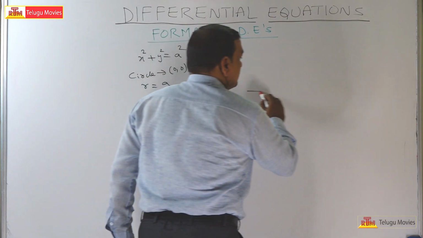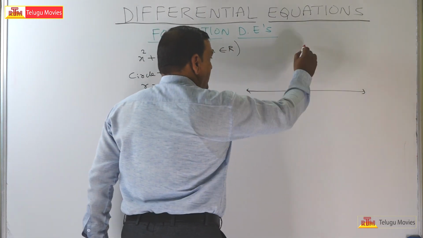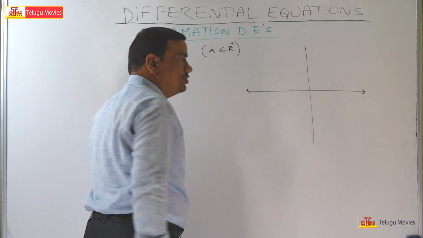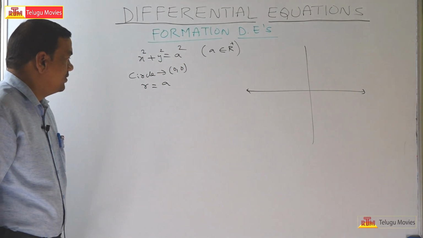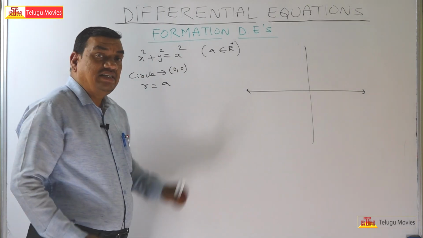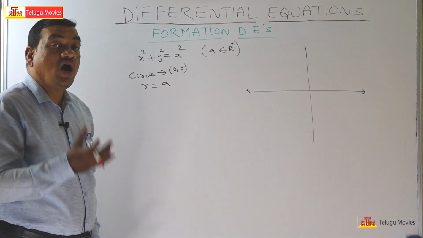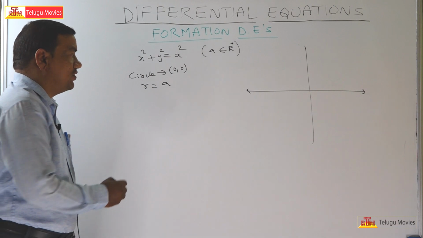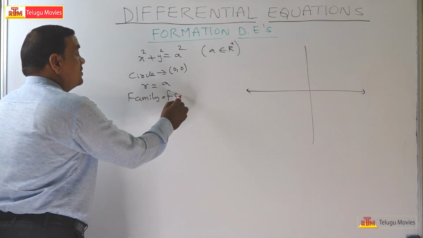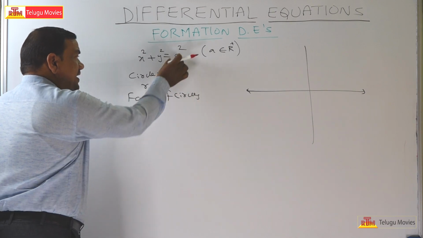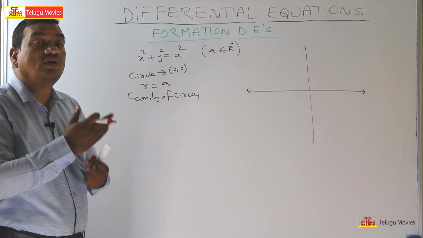That means real numbers, of course, a positive real number. Why? Because it is a radius. That means it represents a family of circles. I am saying one word, that is, family of circles. That means depending upon a value, you are getting one circle.